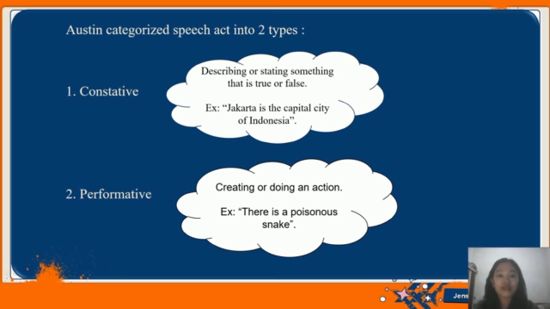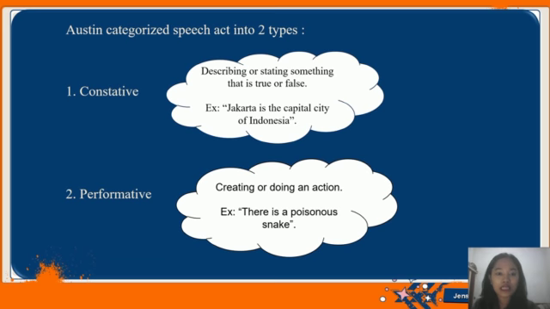Austin categorized speech act into two types. The first one is constative. Constative is describing or stating something that is true or false. The example is, Jakarta is the capital city of Indonesia. This is a true sentence.